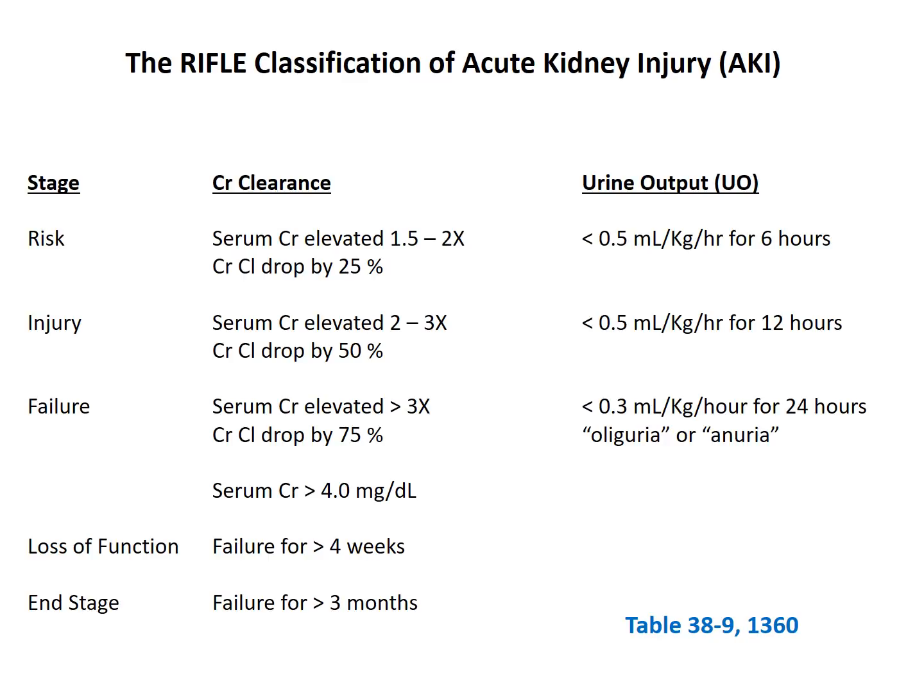Normally, we should be making about 1 milliliter per kilo per hour of urine, okay? So if you start making less than 0.5, that's problematic. If you start making less than 0.3, then we refer to that as oliguria. And the complete loss of producing urine is anuria. So know the difference between oliguria and anuria. Oliguria, making less than 0.3 milliliters per kilo per hour. Anuria, not producing any urine.